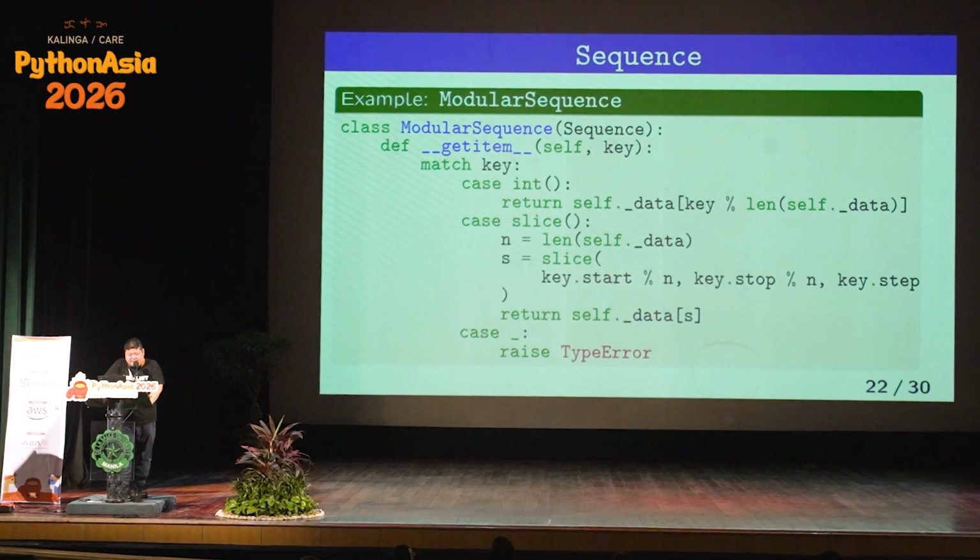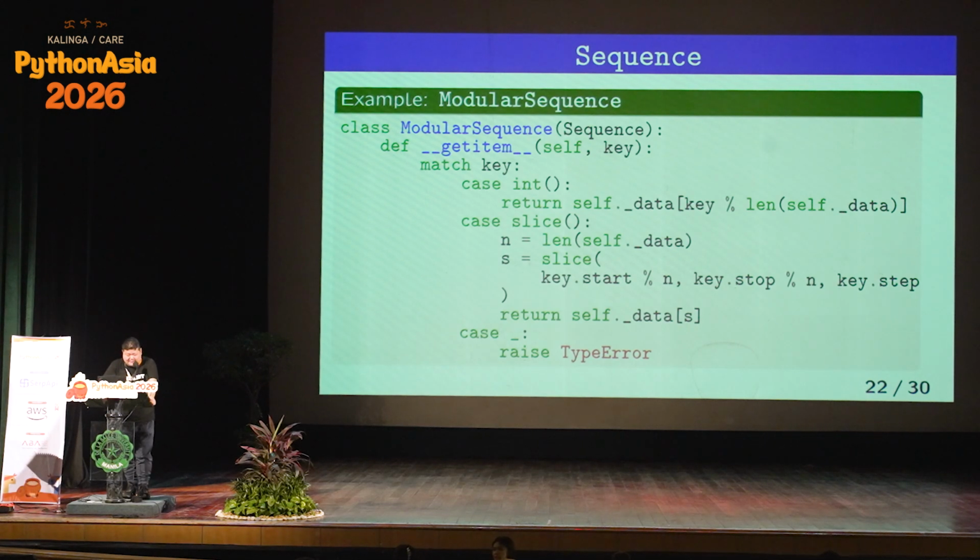Modular sequences inherit from sequence. The key method is __getitem__. This is called when you use square brackets, like sequence[index]. Look at this code. It uses Python's match-case syntax to handle different key types.